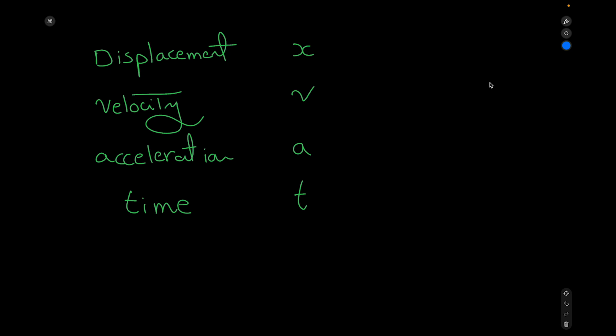Now we are going to go over the key quantities in one-dimensional motion. First one is displacement. The unit of displacement is meter. Second one is velocity. I don't remember the unit of velocity.